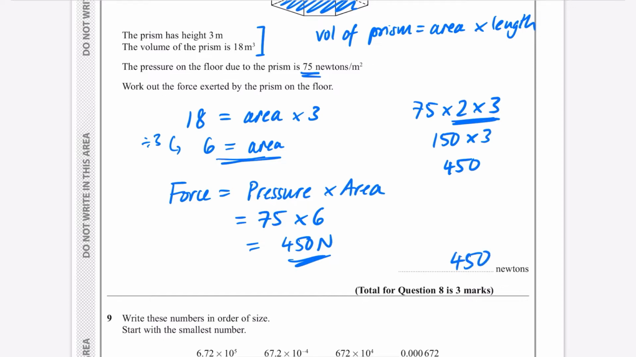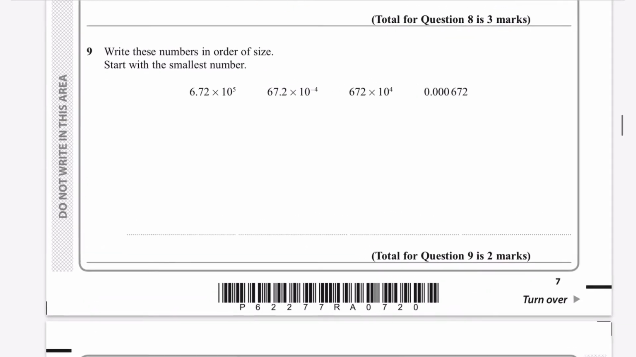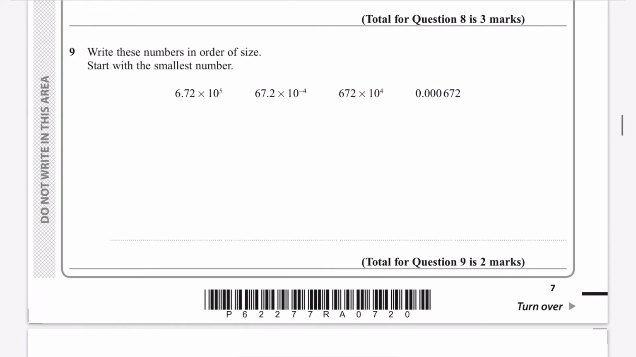I can just put that in the answer line right here. Okay, we're going to write these numbers in order of size, starting with the smallest number. The easiest way to do this is if they are in standard form. So this one's in standard form. This one is actually not quite in standard form, so we need to adjust this one.